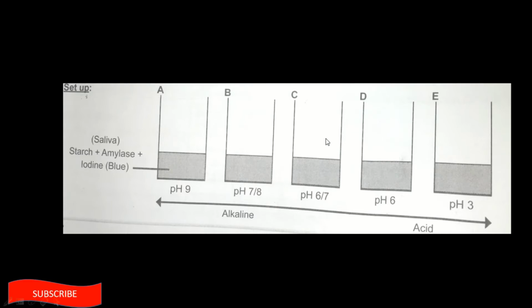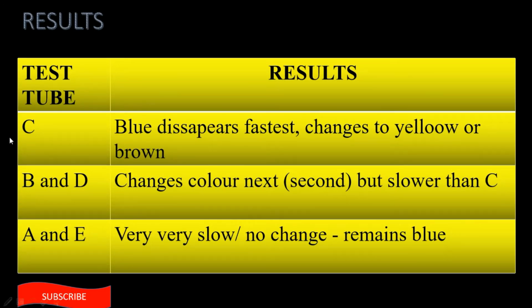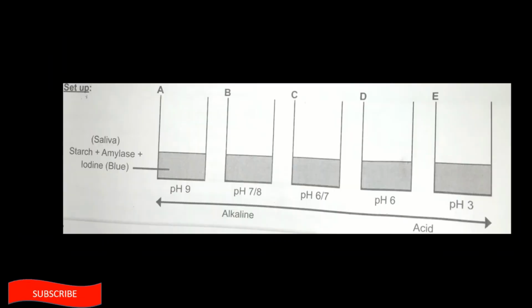Okay, so now we want to find out where we are most likely to get the fastest reaction. You get the fastest reaction in test tube C. Let's see our results. We are told that in test tube C, the blue color will disappear fast. It will change from blue to yellow, or rather brown. This shows that the starch in test tube C was digested. Why was this starch digested? It was digested because we are near the optimum pH of amylase.